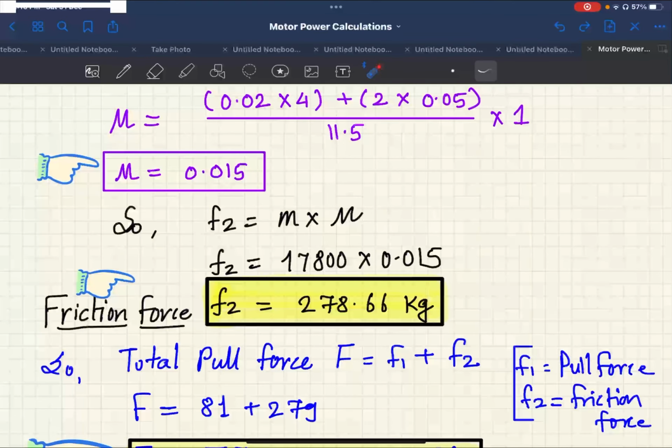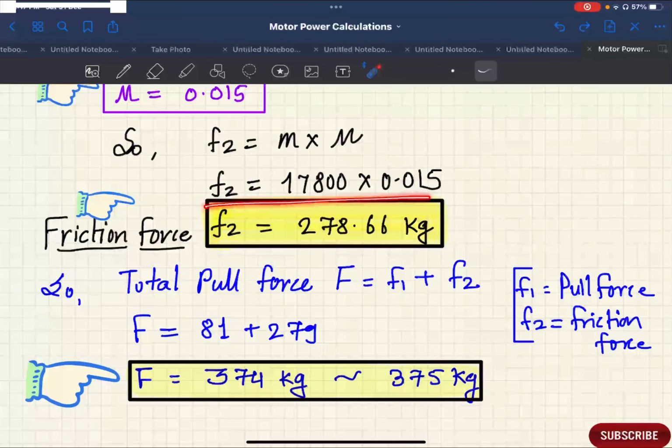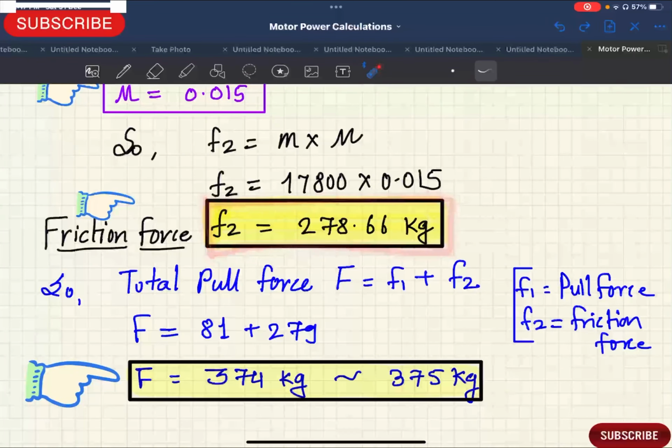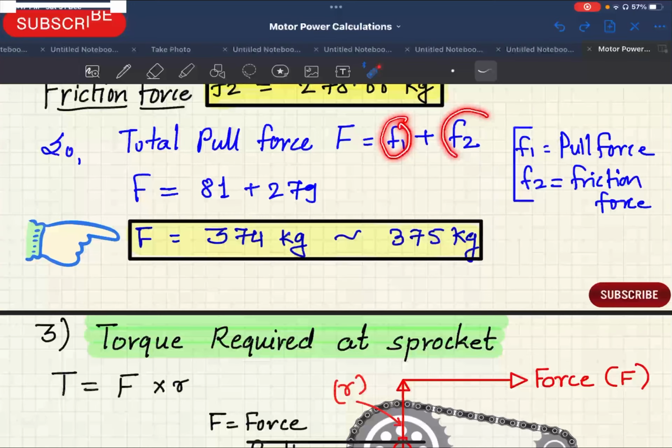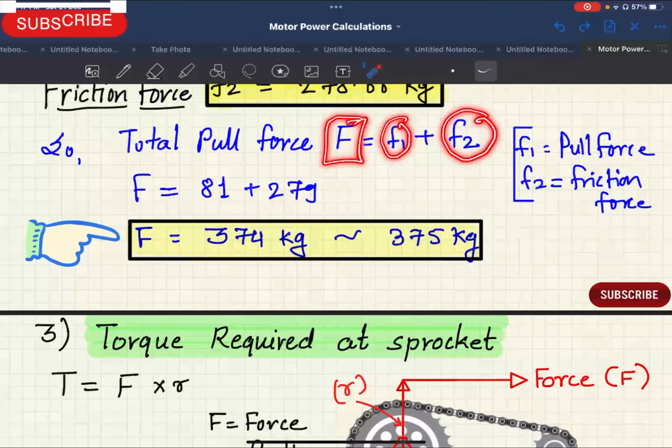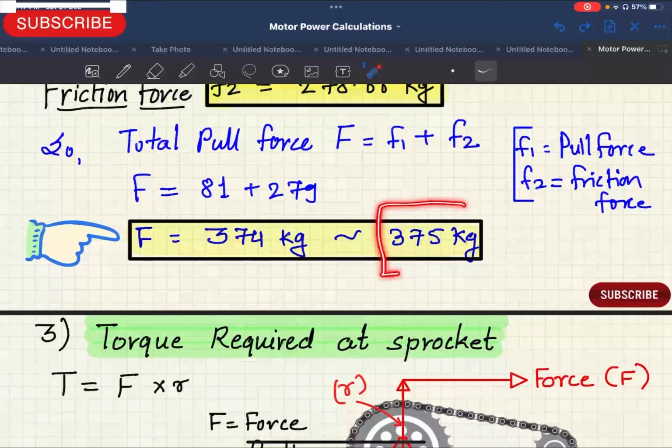So while putting these two values, which are mass and mu, into this formula, F2, which is the friction force, equals mass into mu. So now we have calculated a friction force F2 here, which comes to 278.66 kg. By adding these two forces, the pull force and friction force, into the total force formula, the total pull force applied on the motor through these pulling action and friction in between the chain, roller and track comes to 375 kg.